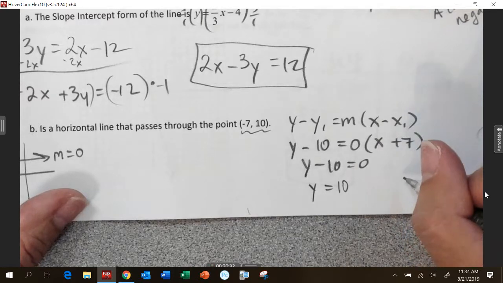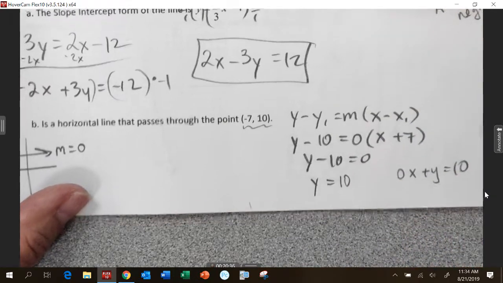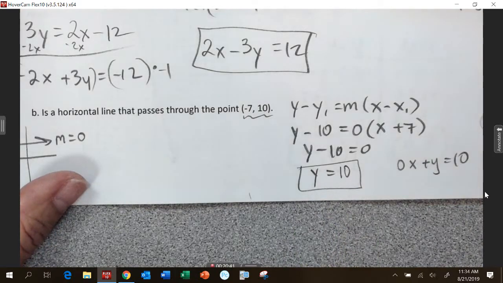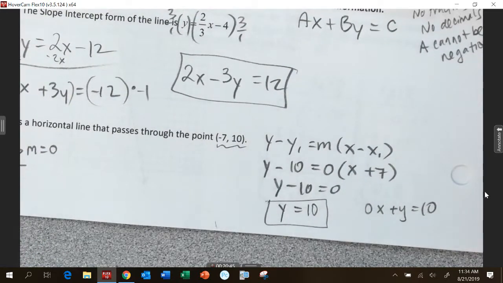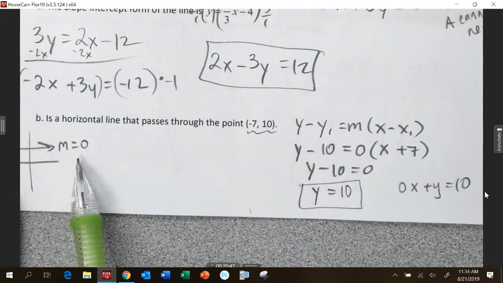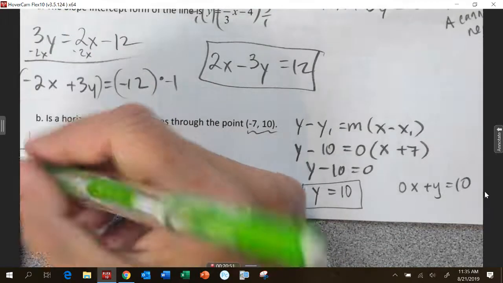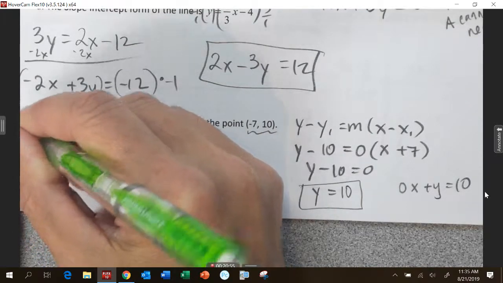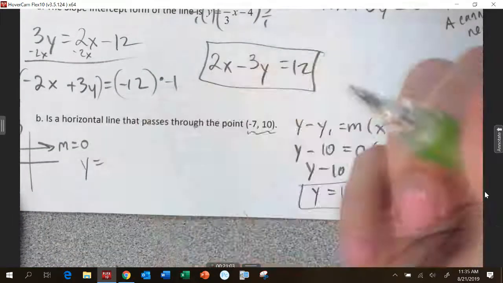If I put the 0x in, it would look like 0x plus y equals 10. But I don't think you need the 0x. I think you could just put y equals 10 and be fine. So I said that was the longer way. If you know it's horizontal and it passes through (-7, 10), so (-7, 10) is somewhere over here, it has to be y equals, so that would be y equals 10.